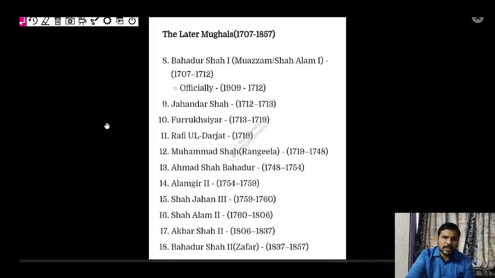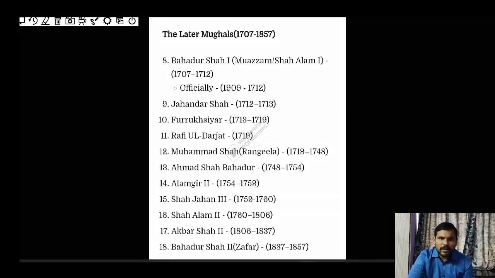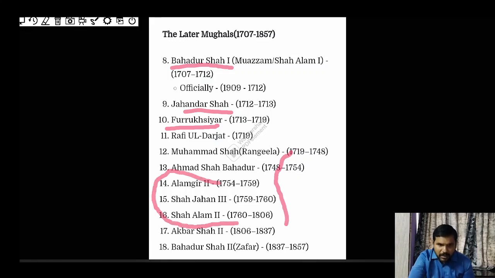So these are the later Mughals. Bahadur Shah 1, Jahandar Shah, Farrukhsiyar. Farrukhsiyar is famous for persecuting Guru Gobind Singh. So those are some important points, and the others you can more or less go through. And it is around this period, Alamgir, Shah Alam 2.